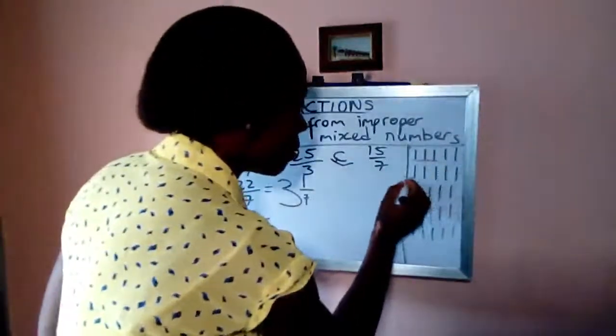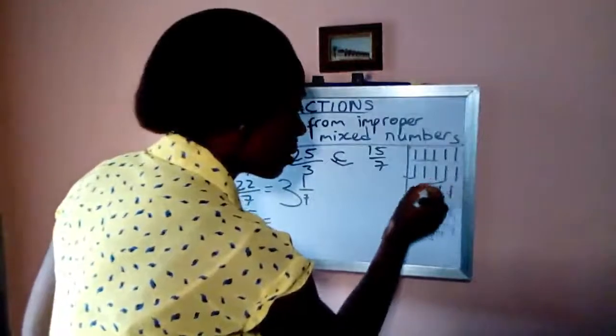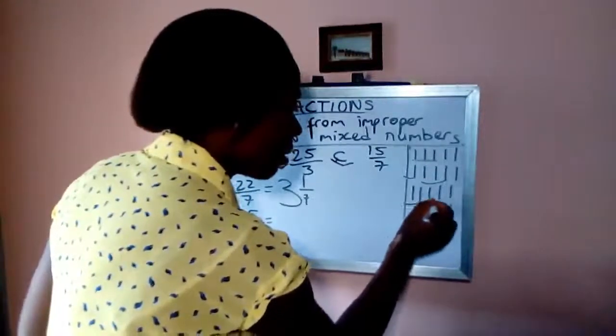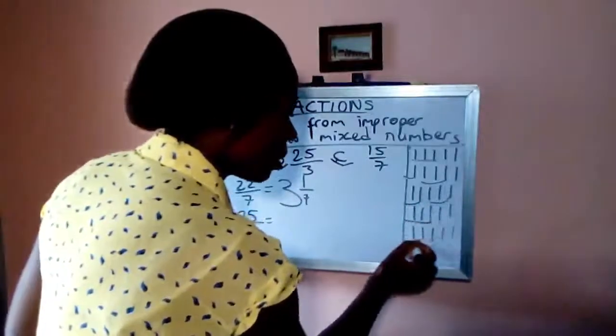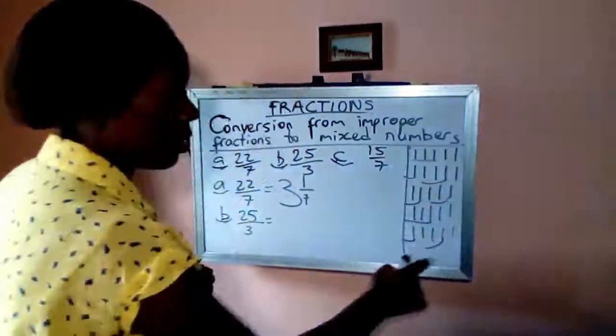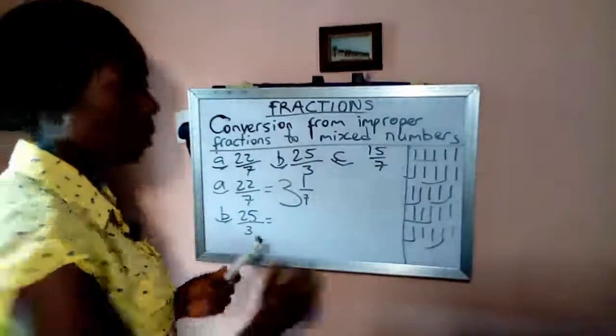1, 2, 3. 2, 1, 2, 3. 1, 2, 3. This is the remaining one. Let's see how many threes we got.